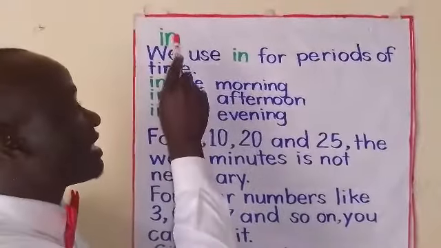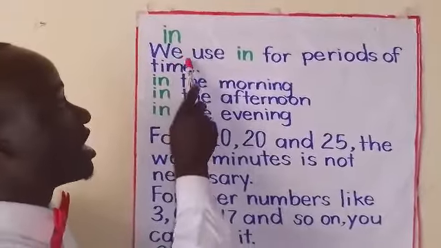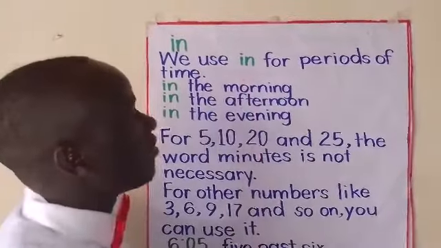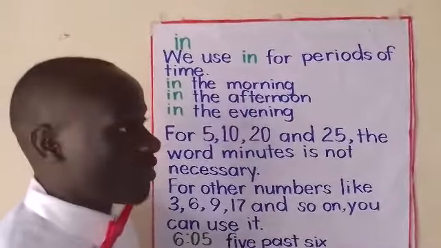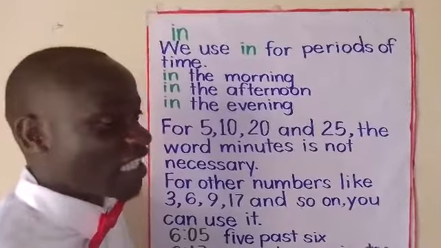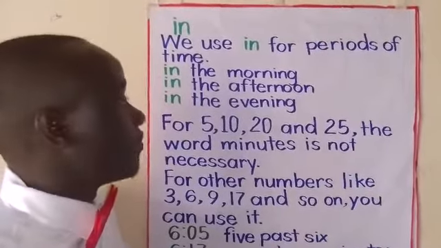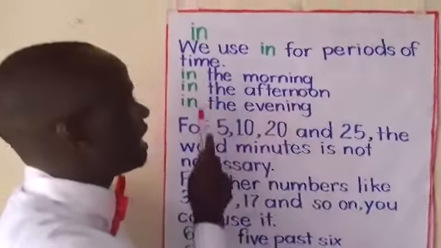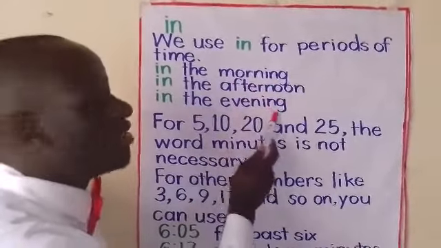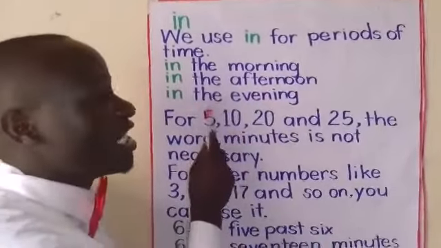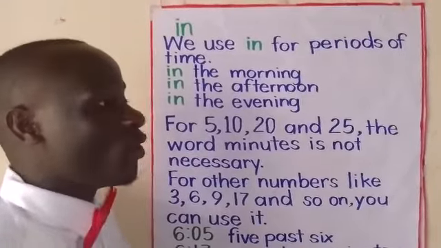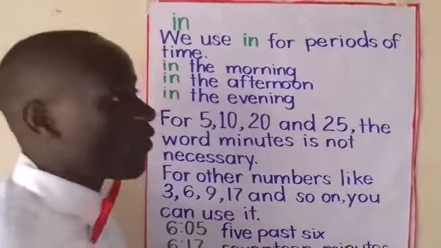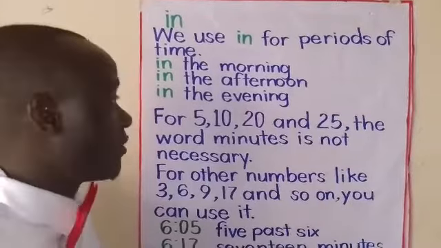Another word is in. Preposition in. We use preposition in for periods of time. For instance, we can say in the morning, in the afternoon, in the evening. So whenever we are telling time, you make sure that preposition in comes before a period of time.